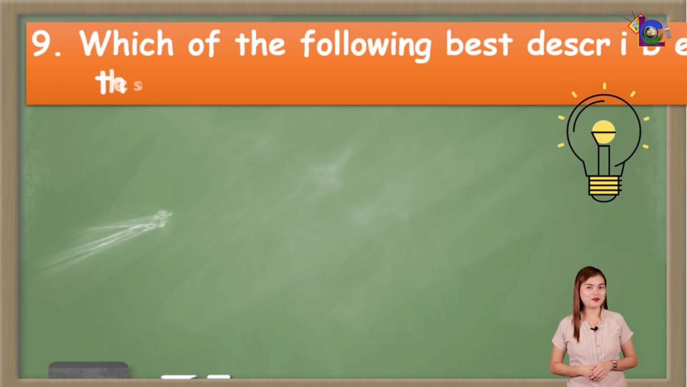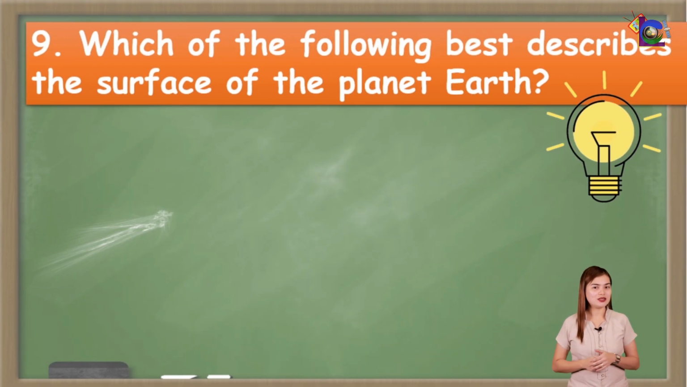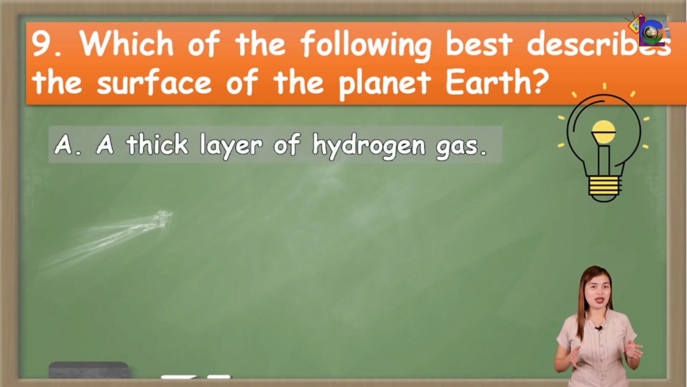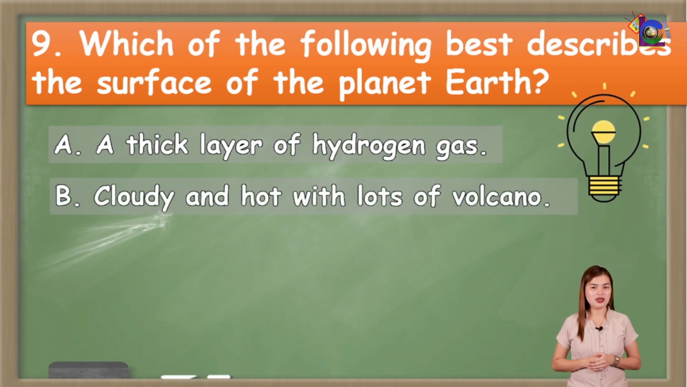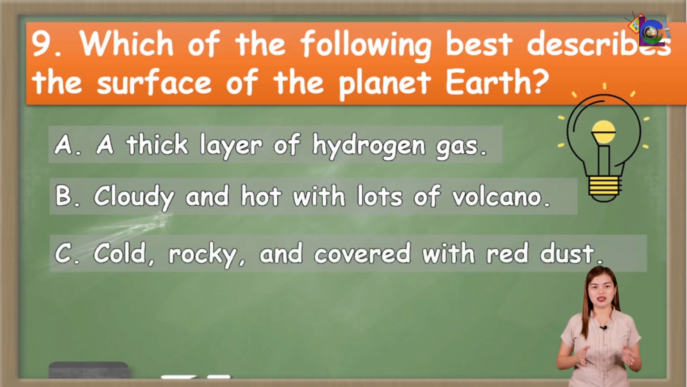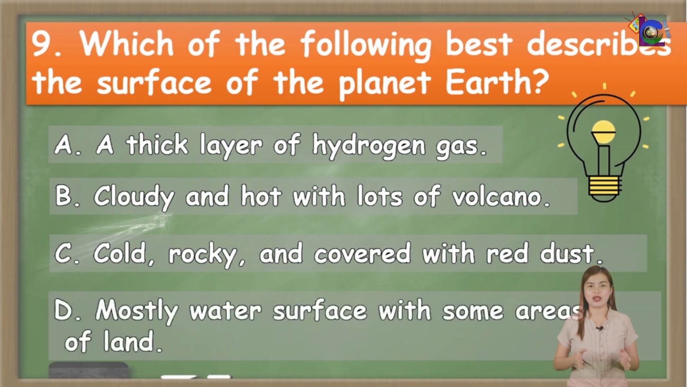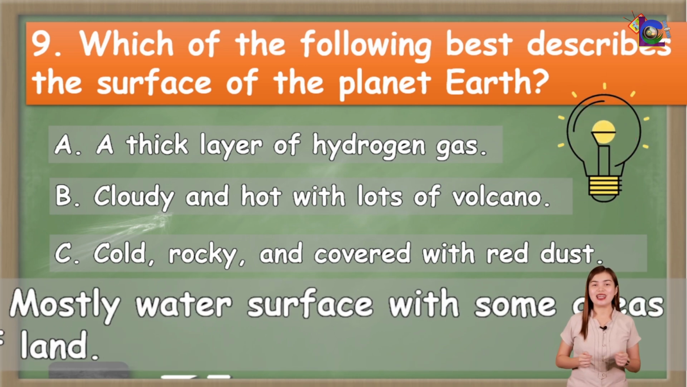Question number 9. Which of the following best describes the surface of the planet Earth? Is it A, a thick layer of hydrogen gas? B, cloudy and hot with lots of volcano? C, cold, rocky and covered with red dust? Or letter D, mostly water surface with some areas of land? The correct answer is letter D.